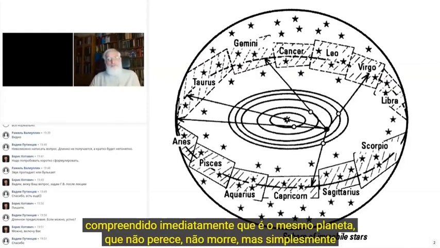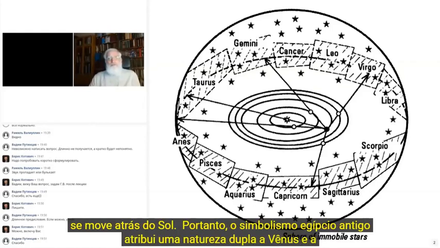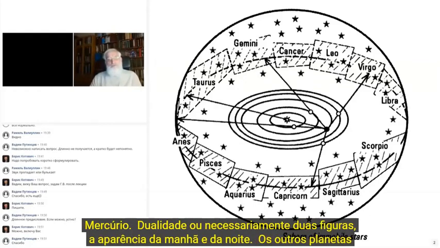It wasn't immediately understood that it's the same planet, that it doesn't perish, doesn't die, but simply moves behind the sun. Therefore, ancient Egyptian symbolism attributes a dual nature to Venus and Mercury. Duality or necessarily two figures, the morning and evening guys.